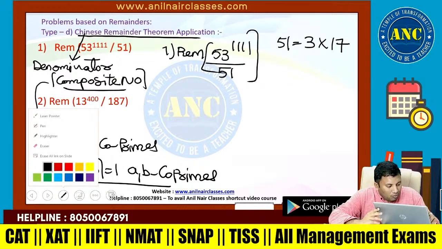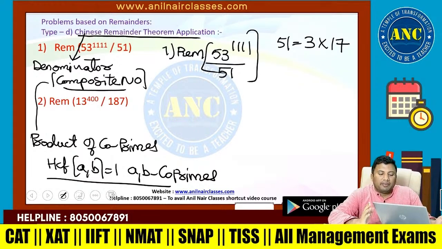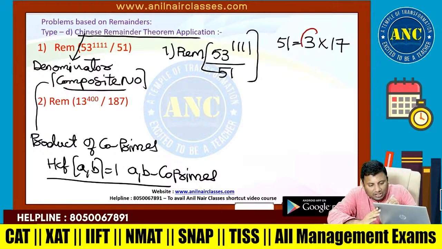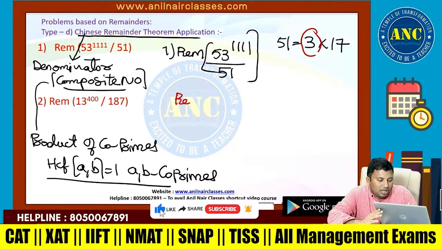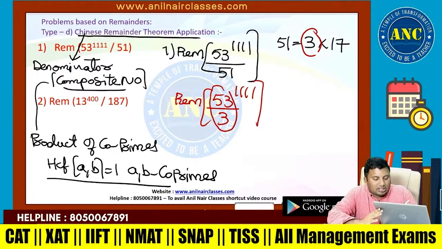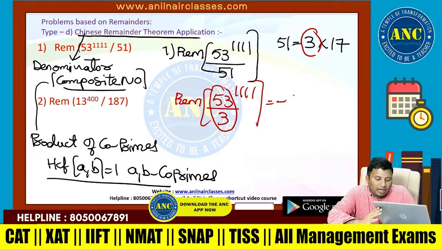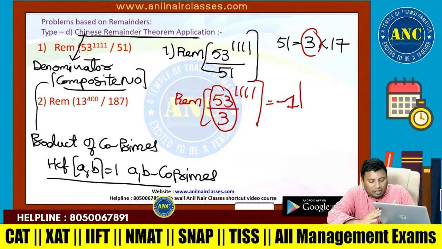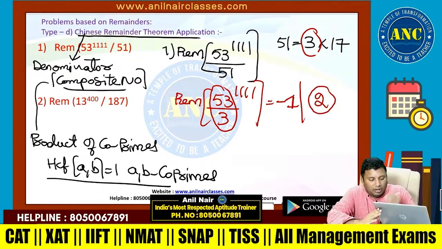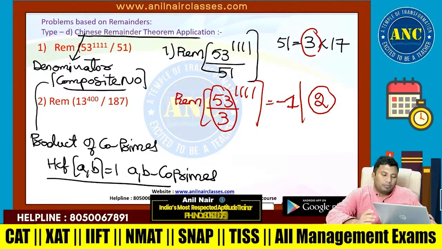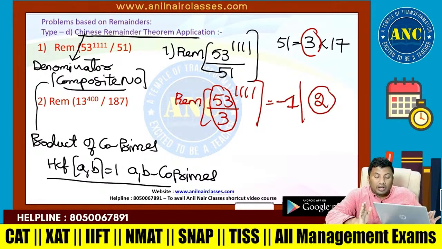53 power 11111 divided by 51. 51 is 3 into 17. First we will do with this number. This is nothing but 53 power 11111 divided by 3. 3 18s are 54, negative remainder minus 1. If negative remainder is minus 1, positive remainder will be 2. So the answer, when divided by 3, should give remainder 2. We will see later. Next one.